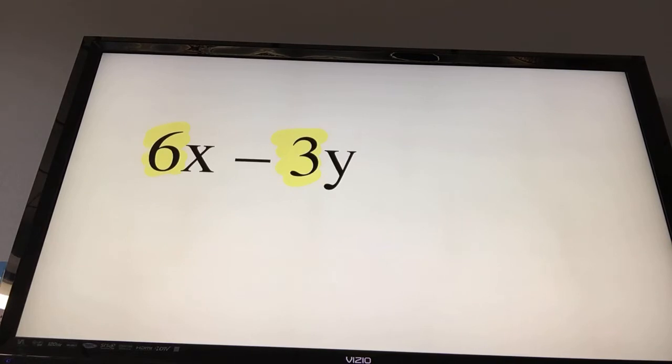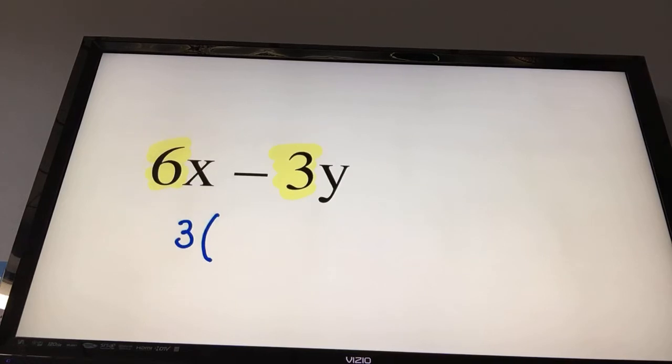Okay, common number between 6 and 3. Common factor? Zach? 3. So 3 divided into 6 is 2. My x comes down, minus comes down. 3 divided into 3 is 1, and my y comes down. That's my answer.